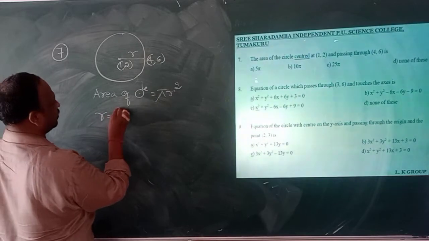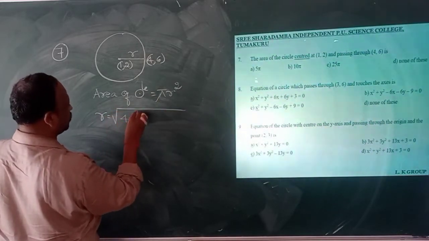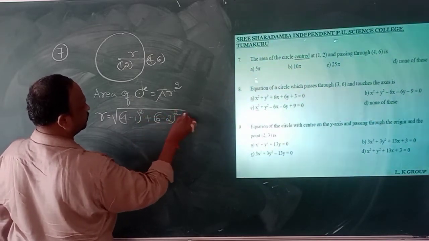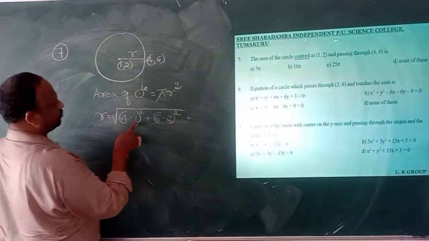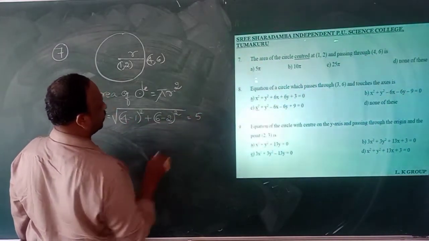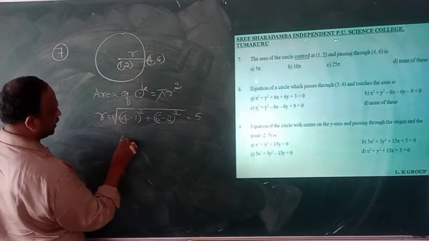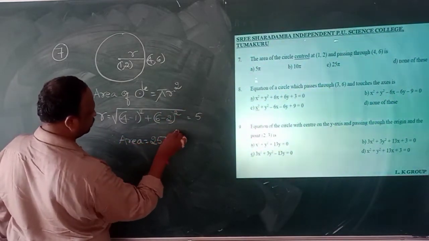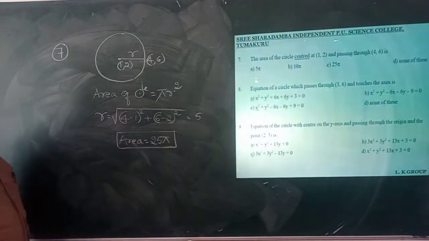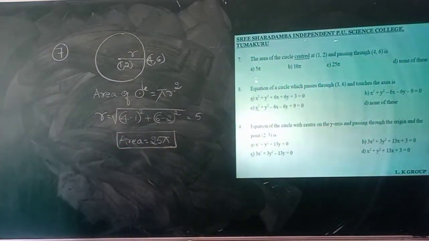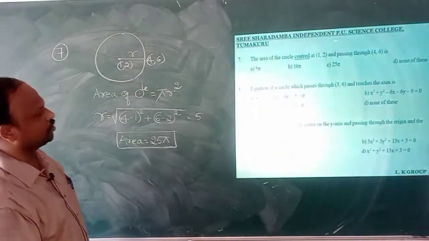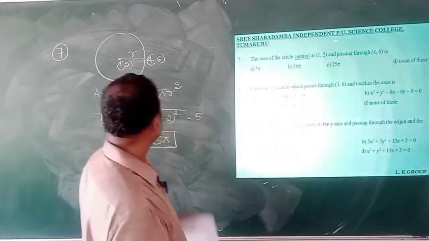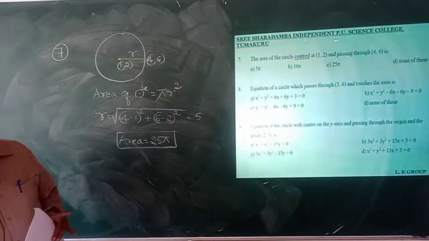Radius is given by square root of (4 minus 1) whole square plus (6 minus 2) whole square. So this will be 3 square plus 4 square, 5. Therefore area is given by r square, 25 pi. So whenever they give center and passing through a point, find out the radius. When we find out the radius, we know area of circle and circumference of the circle.